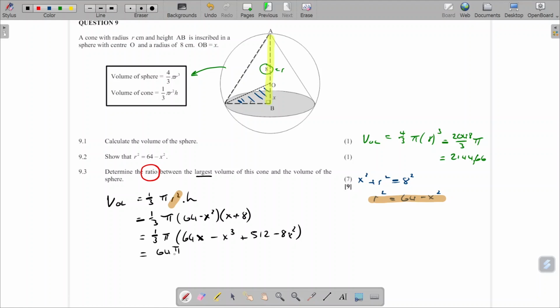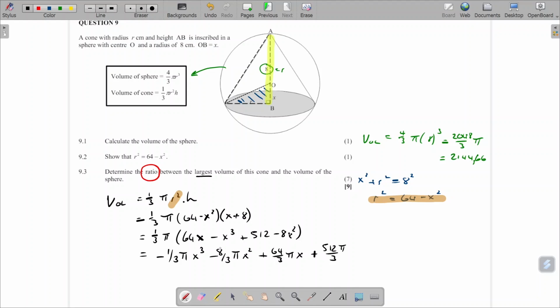Let me just write this in better order. So minus 1/3 pi x cubed, minus 8/3 pi x squared, plus 64 over 3 pi x, plus 512 pi over 3.